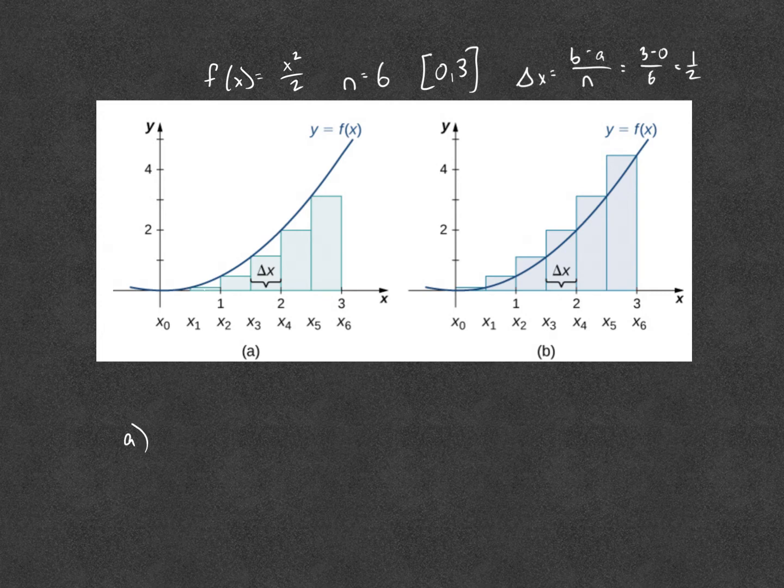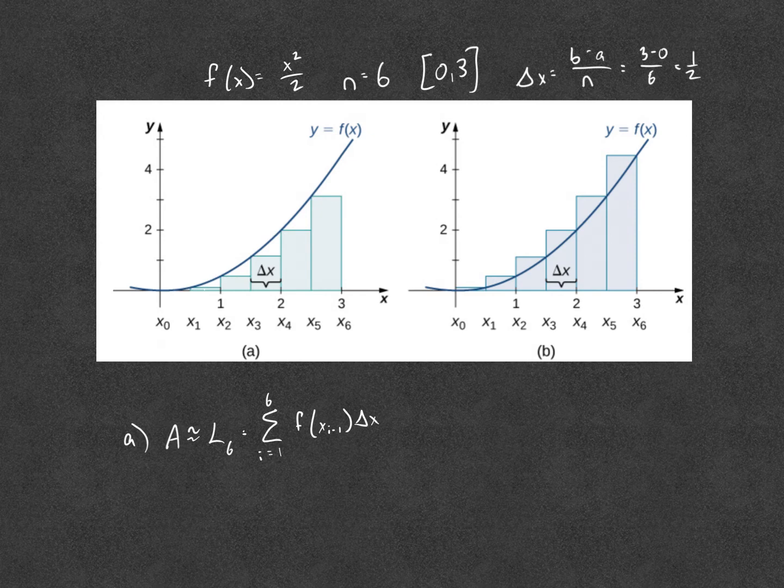For part A, we are going to approximate the area using left endpoints and 6 subintervals. Okay, we can write that using sigma notation. It's the sum from i equals 1 to 6, and the area of each rectangle, the left endpoints, looks like this: f of x subscript i minus 1, that's all in the subscript, times delta x.